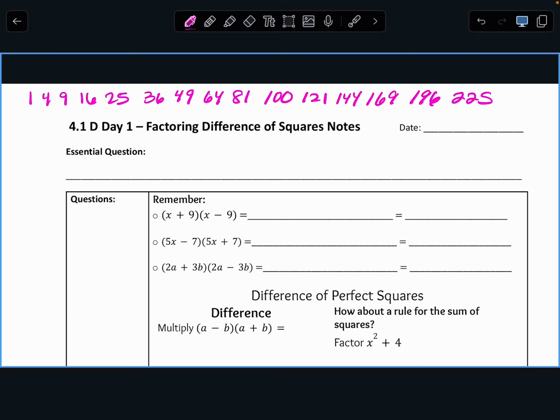Remember that a square is a number that's the same number times itself. X squared is x times x, a squared is a times a. So we can do all those things. And so when we're factoring a difference, what does difference mean? Difference means subtract. So when we're doing a difference of squares, or a subtraction problem with squares in it, the process is a little different.